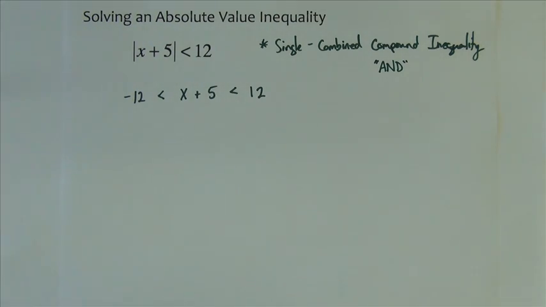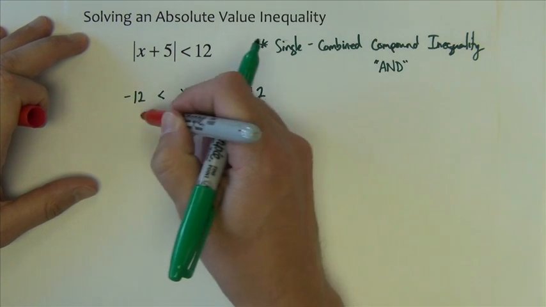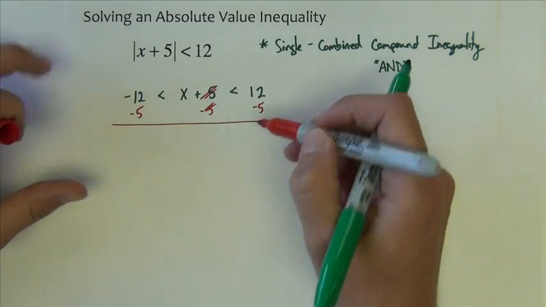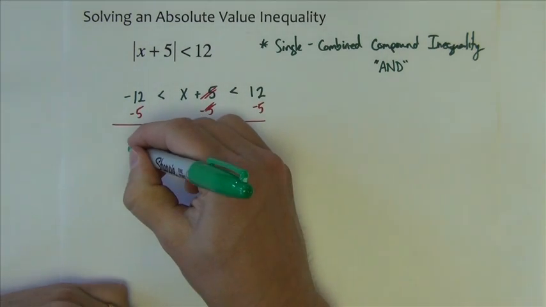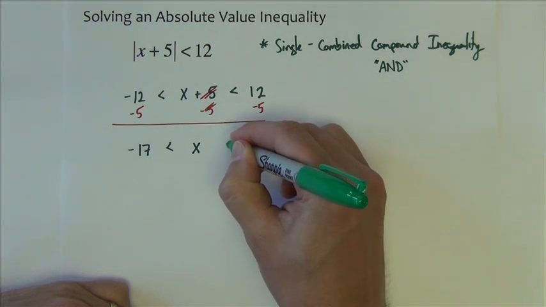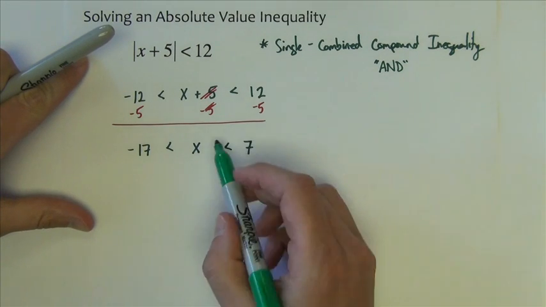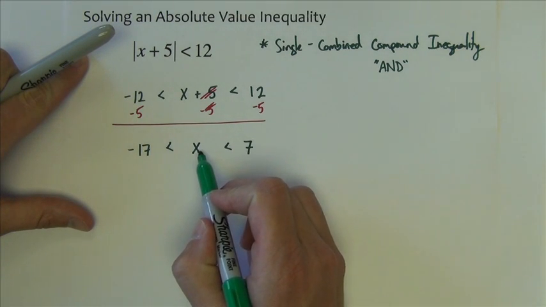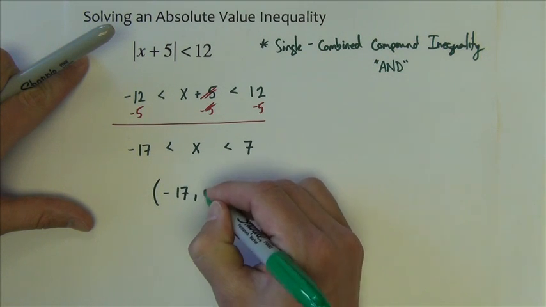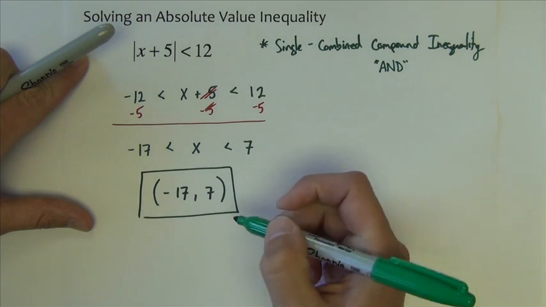Now when I solve this compound inequality, we subtract 5 off the middle. The result is negative 17 is less than x, which is less than 7. Or I want x's that are less than 7 but greater than negative 17. The answer looks like this.